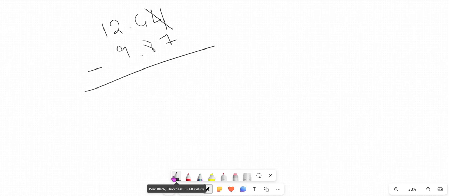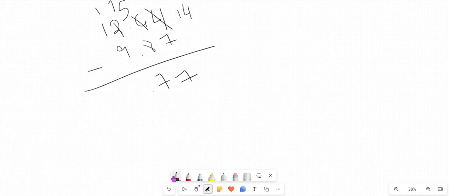Can't do 4 minus 7, so you make it a 14. You have to borrow one. 14 minus 7 is 7. You have to borrow one here because you can't do 5 minus 8. So 15 minus 8 is 7. Bring the decimal down. Again, you borrow one. 11 minus 9 is 2. So your answer is 2.77.